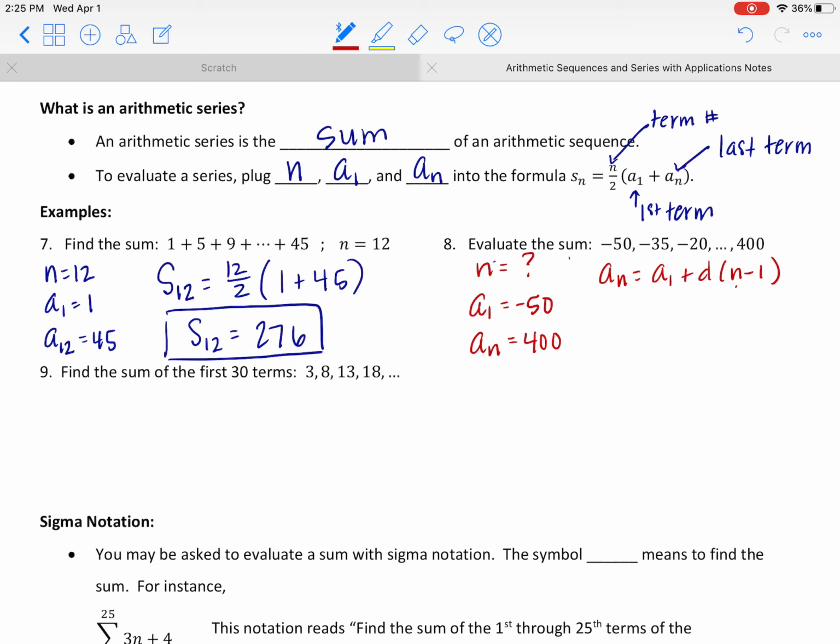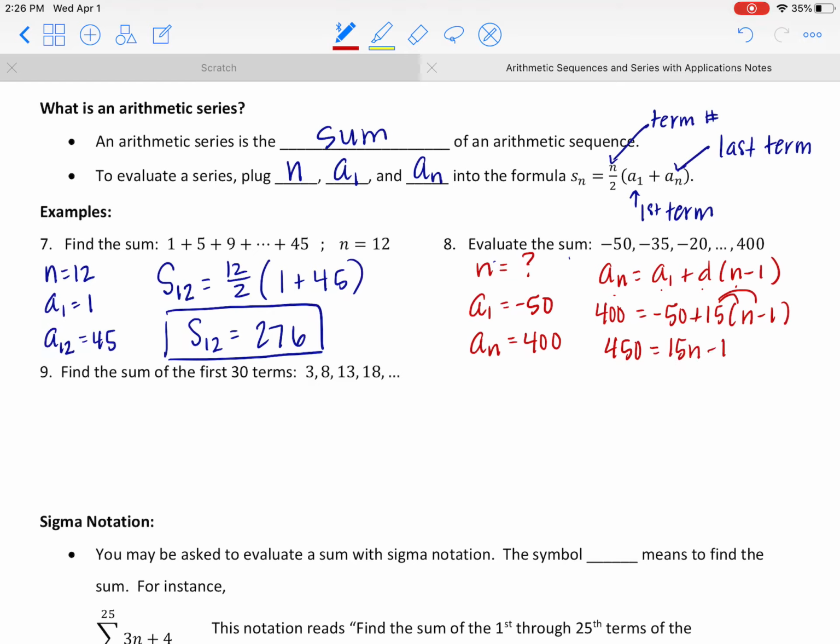So the explicit formula we looked at said a sub n was a sub 1 plus d times n minus 1. Well, n is the piece we're looking for, and I know the rest of these pieces. I know the common difference, I know the first term, and I know the last term. So if I plug all those pieces in, 400 would go here, negative 50 would go here. Common difference, we are adding 15 every time, so plus 15 would go here, and then n stays in as a variable, and now we can solve for n to figure out how many numbers are on that list.